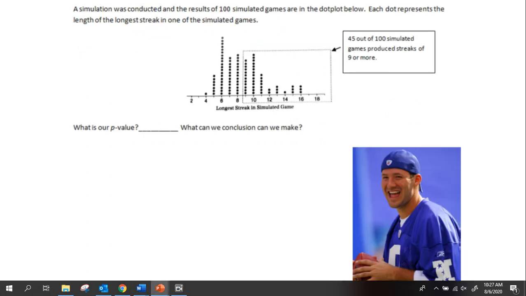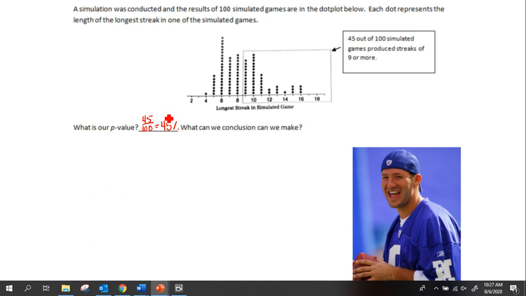A simulation was conducted and the results of 100 simulated games are in the dot plot below. Each dot represents the length of the longest streak in one of the simulated games. So for our p-value, we had 45 values that were 9 or higher. So our p-value is 45 out of 100, or 45%.